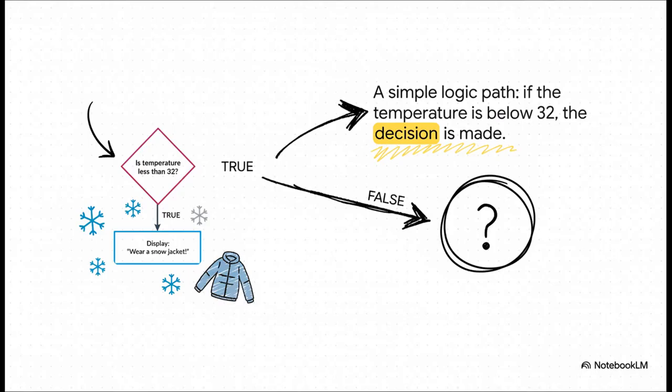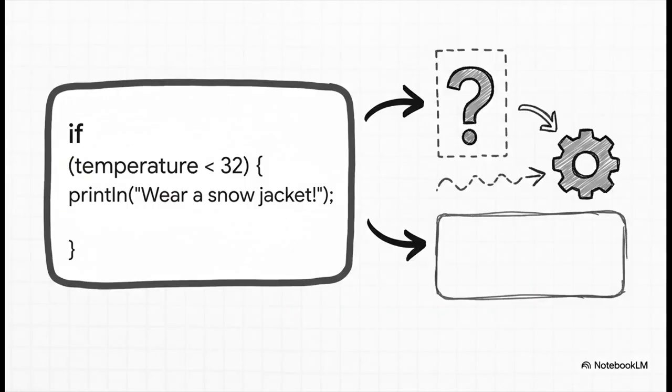And this flowchart here, it's like a map of that exact thought process. It asks just one question: is the temperature less than 32? If the answer is true, it follows that arrow down and does something. But if the answer is false, well, for now, it just stops. It doesn't do anything else. It's kind of like a one-way street. Now here's what that same logic looks like as actual code. You can see the keyword if, and right after it, inside the parentheses, that's our question. That's the condition.